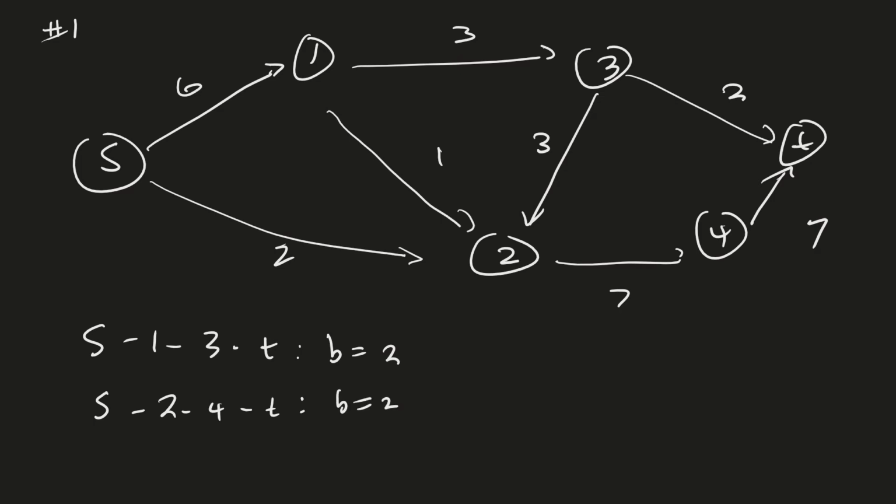Okay, so then go ahead and put down our flows here. So this is going to be 2, 2, and 2. And then we have 2, 2, and 2. So far our flow value is 4, right? Good. All right.